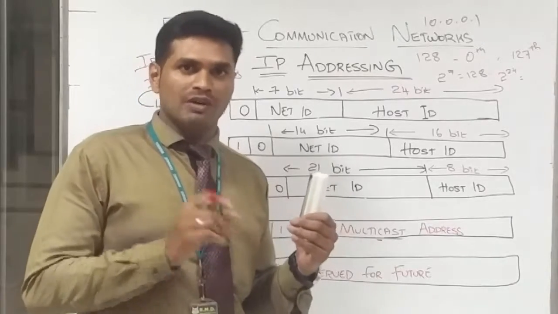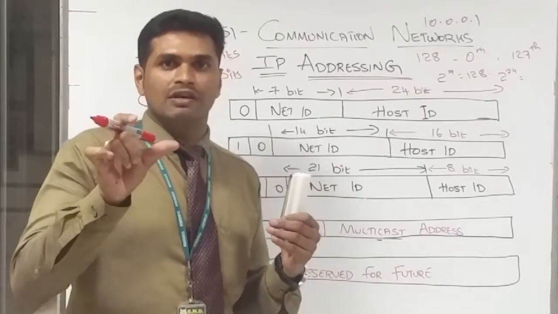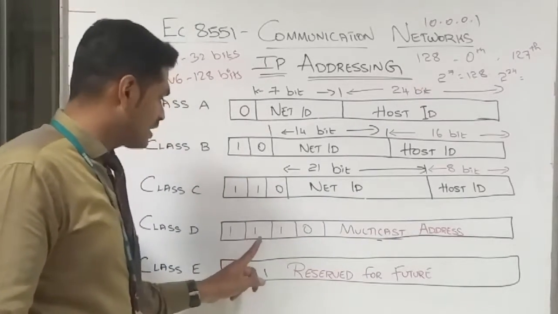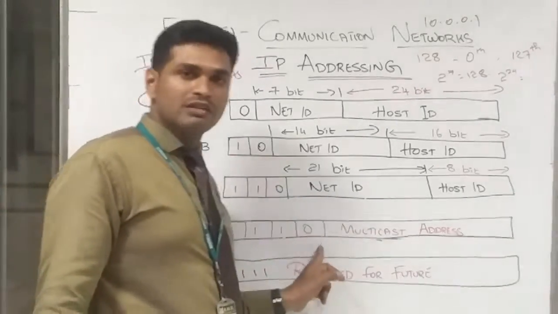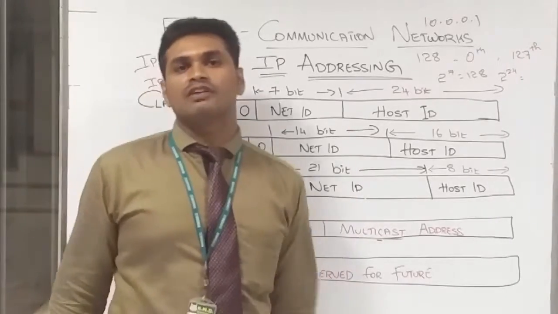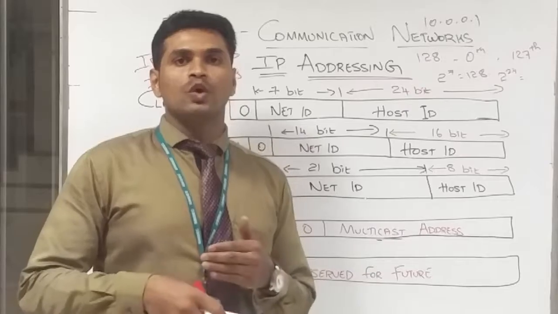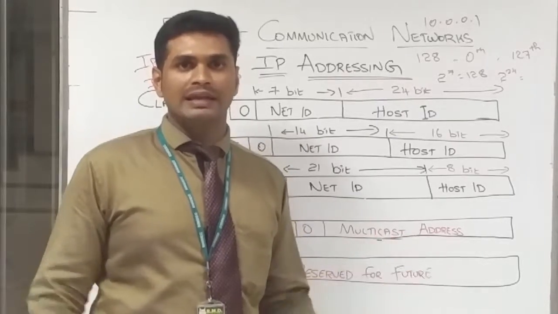So the source computer will have a unique way of addressing for multicast transmission. That is, the first bit is 1, the second bit is 1, the third bit is 1, and the fourth bit is 0. This represents the multicast address, which can be used for transmitting data to group members who are connected globally in the internet.